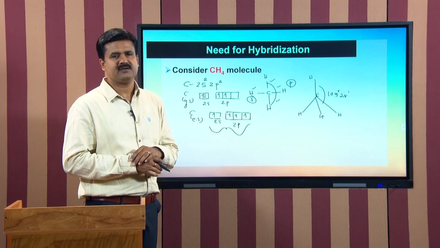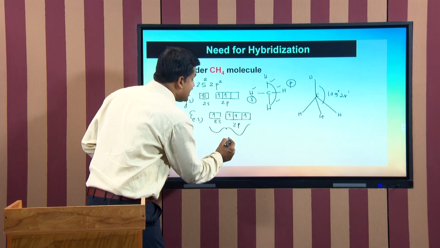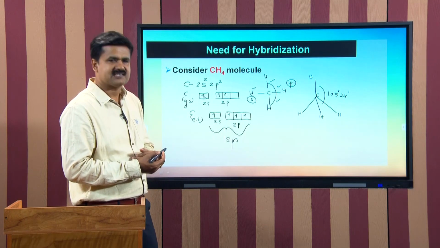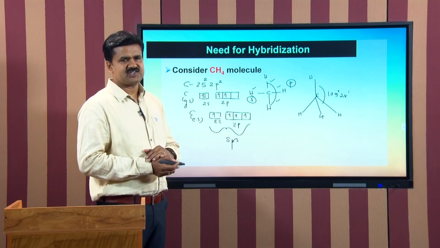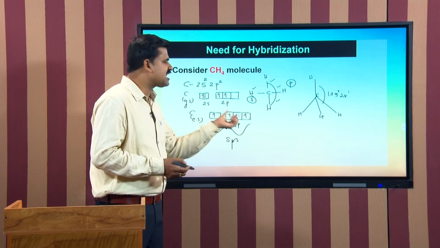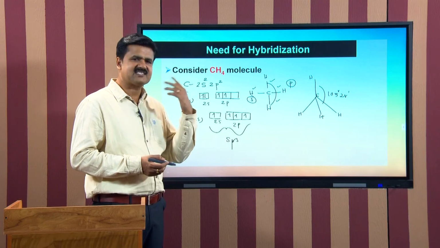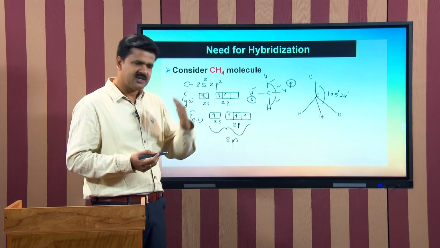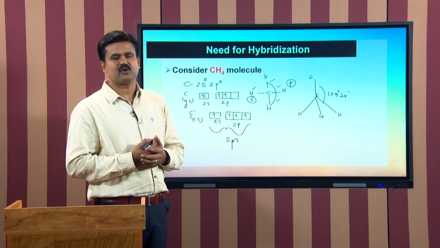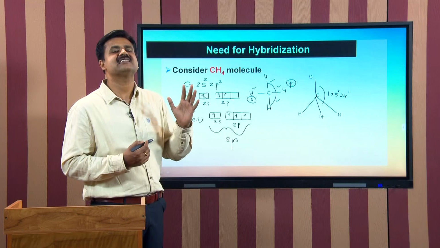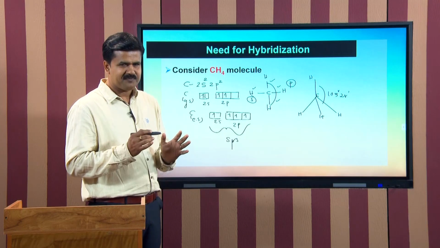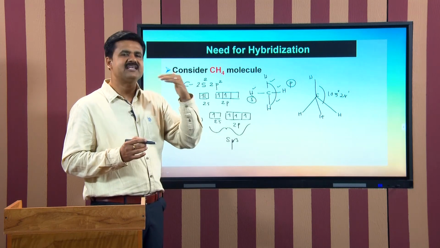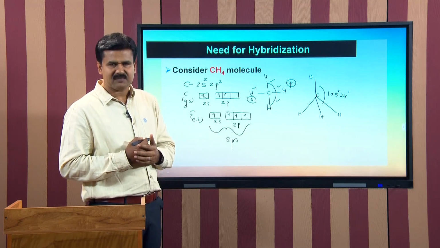Such mixing up is termed as sp3 hybridization. So, during hybridization, the s orbital and 3 p orbitals, which have different energy and different shape, will mix up together to get a set of 4 sp3 hybrid orbitals having identical energy and shape. So, 4 sp3 hybrid orbitals are now present after sp3 hybridization of carbon.